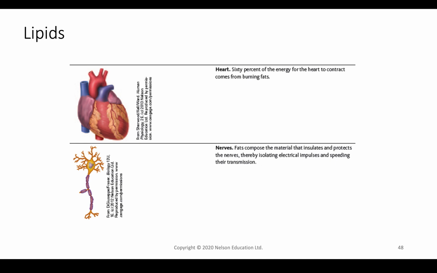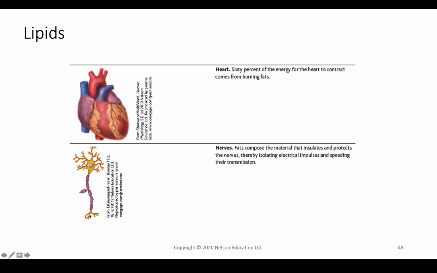So we're going to utilize a lot of fats in the heart because the heart's going to require a lot of energy, and it's going to give you the best bang for your buck. So it's going to be the best fuel for the heart. So 60% of the contractile energy for the heart is going to come from burning the fuel of fat. And we also need fat in the nervous tissue because fat's going to perform an insulatory performance.